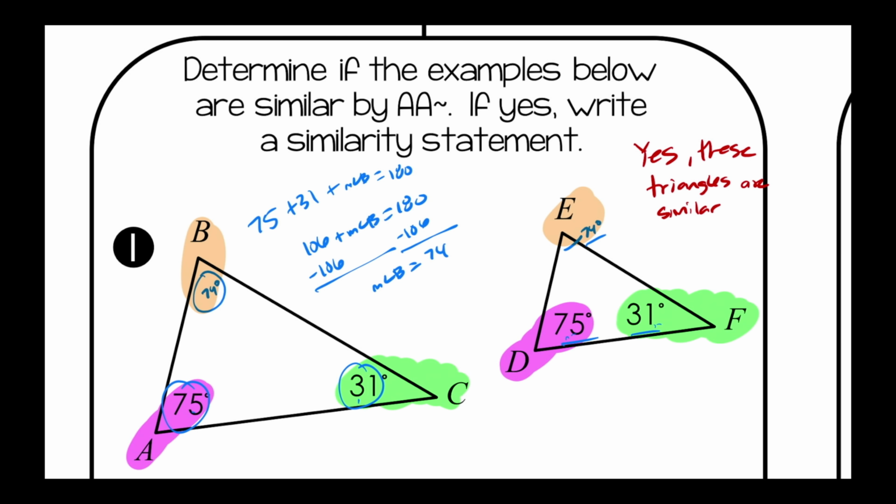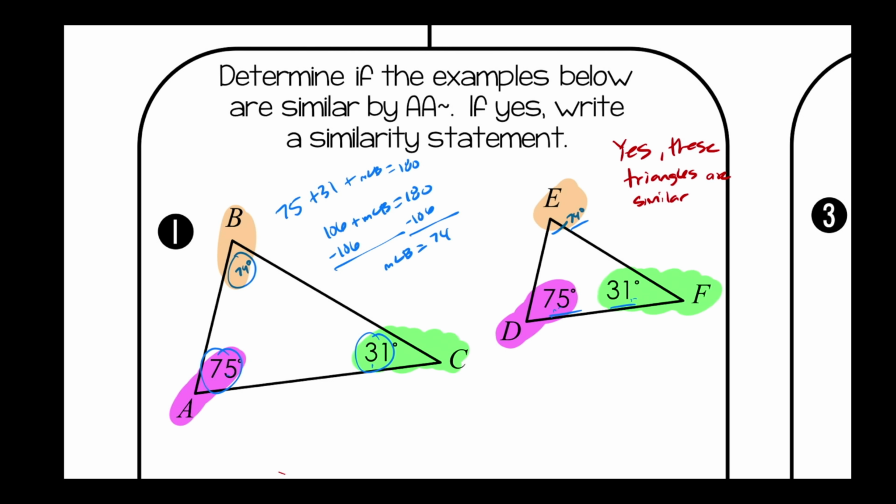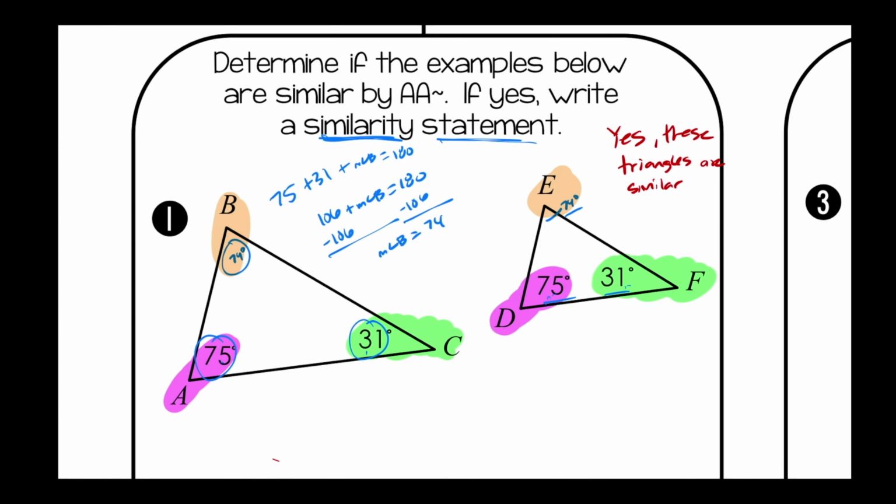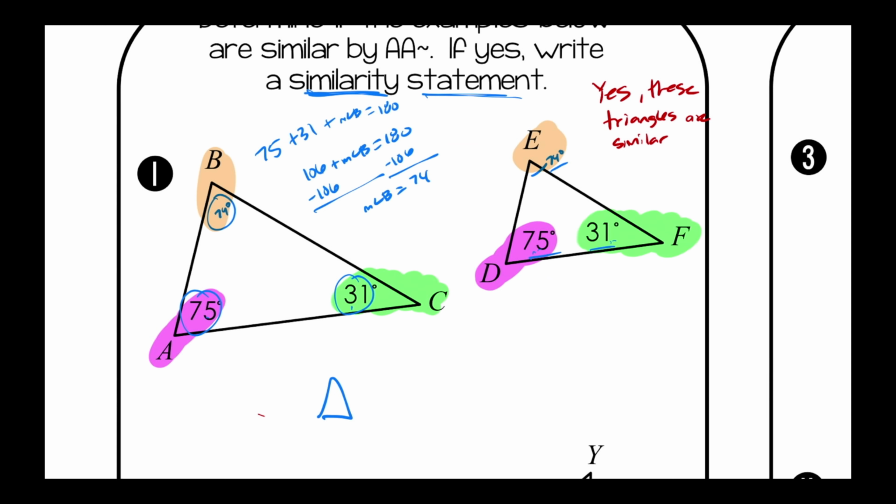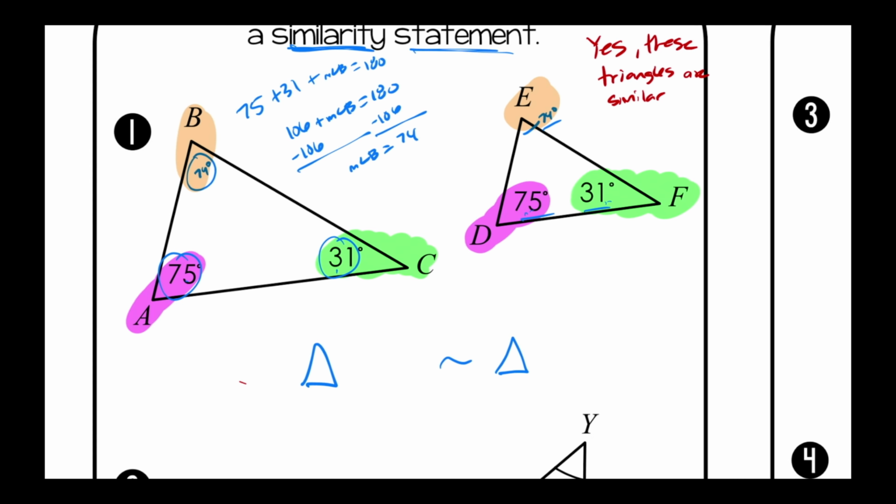And so now, since I color-coded it, they asked me to write a similarity statement. That means I need to write a statement that tells me which triangles are similar. Triangle blah, blah, blah is similar to triangle blah, blah, blah. But you can't just put it in any old order. You always have to put it in the same order. The first letters have to match or be the corresponding parts. The second letters have to match, and the third letter has to match. So I just do it by color. I'm going to go pink, orange, green. Triangle pink, orange, green is similar to triangle pink, orange, green.